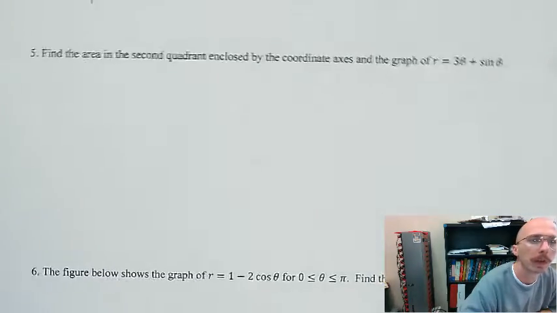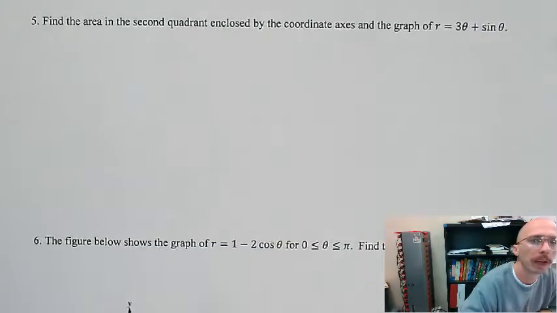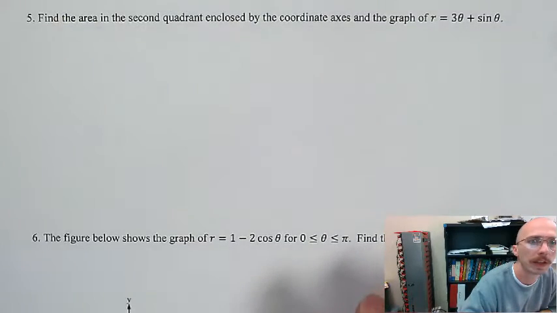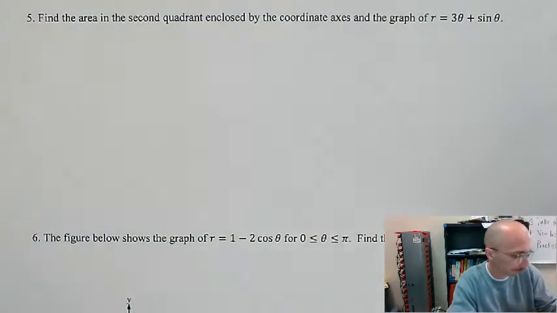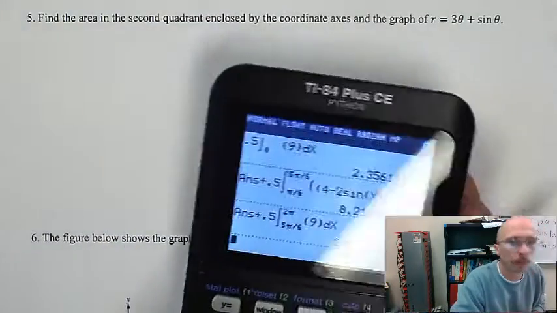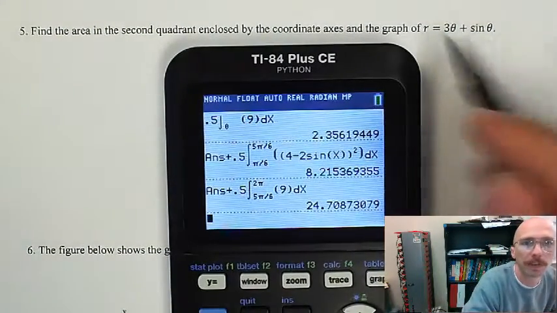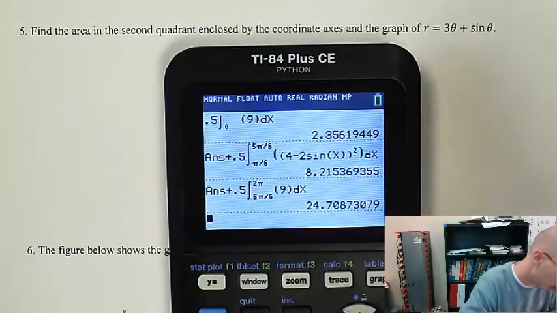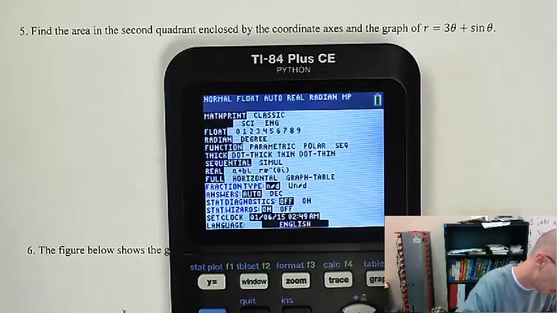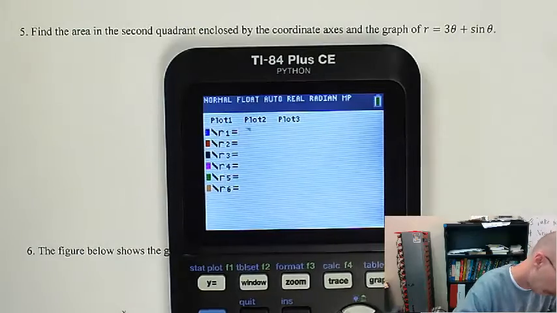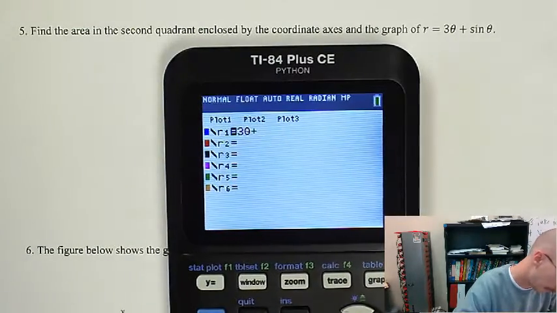Find the area in the second quadrant enclosed by the coordinate axes in the graph of 3 theta plus sine theta. Okay, I'm pretty sure that this is just going to be the integral from pi over 2 to pi of this thing squared. But just to make sure that nothing weird is happening, I am going to sketch the graph of this in polar mode. So that would be 3 theta plus sine theta.